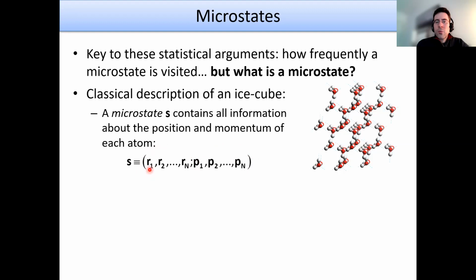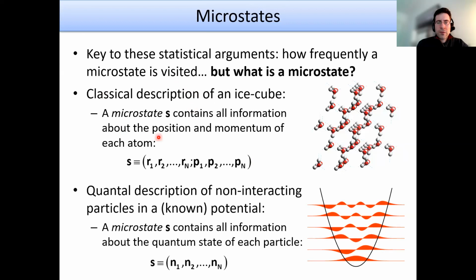So this R1 is a vector with 3 values, x, y, and z, which indicates the position in the x, y, and z coordinates in our system. R2, the positions for the second atom, R3 for the third atom, etc. Then P1, P2, P3, etc. These are the momenta: velocity times mass of the first particle, 3 components again, x, y, z, second particle, etc.